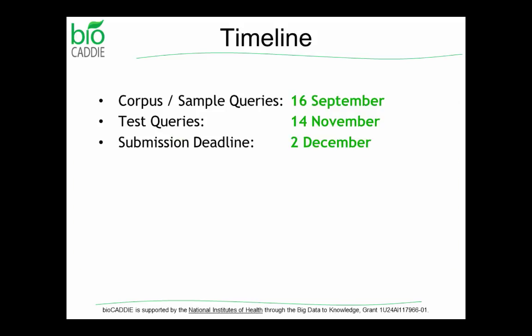As I said, the timeline was fairly short. We did an announcement, I think in August of 2016. The actual corpus and sample queries were available in mid-September. So they had from mid-September until mid-November to work on their systems, and I guess they could work on it a little bit later than that as well. Then, whenever they downloaded the test queries, they had to freeze their systems, run them on those test queries, and submit by the December 2nd deadline.